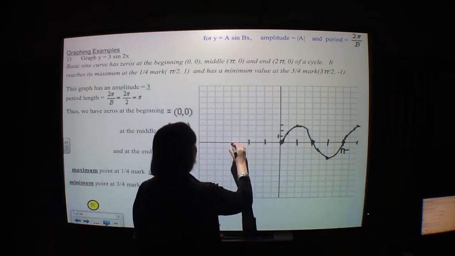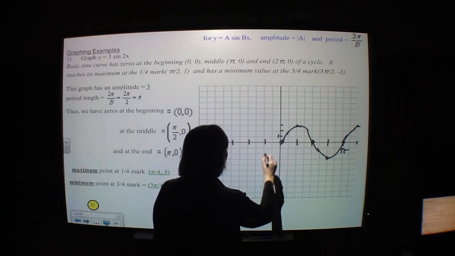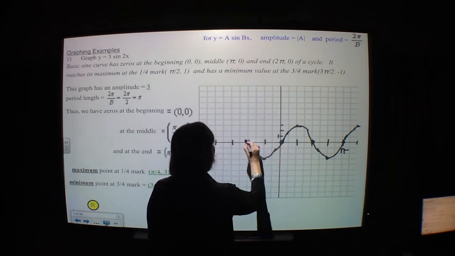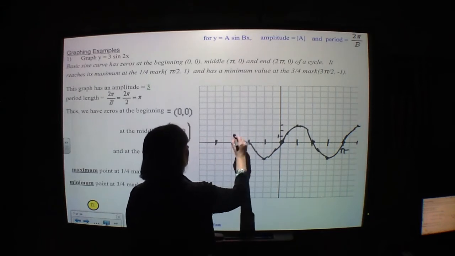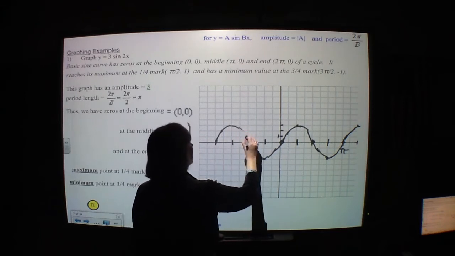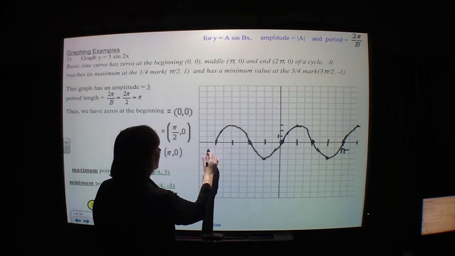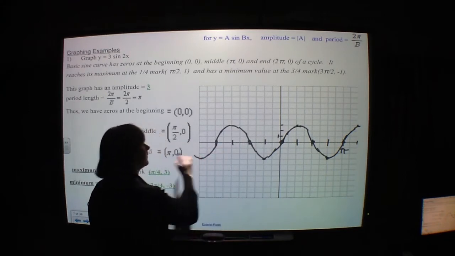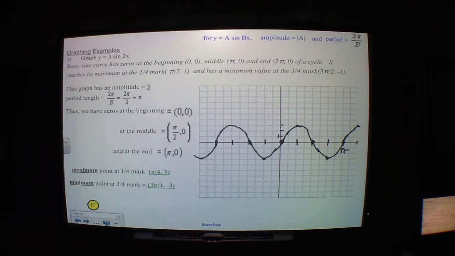1, 2, 3, 4. So here, one minimum, a 0. That's a 0 too, a maximum. 1, 2, 3. So there, there is what 3 sine of 2x looks like.